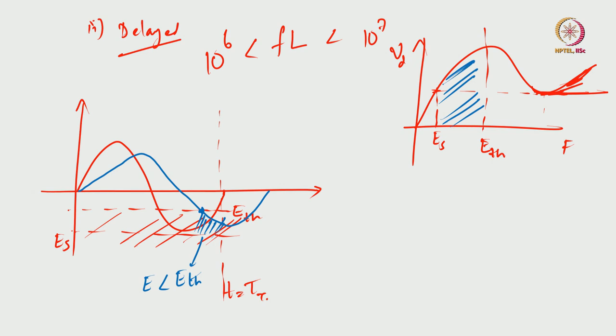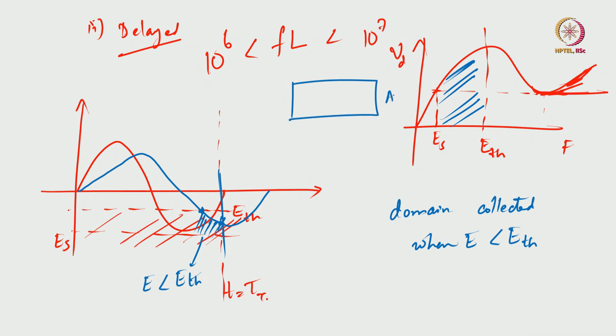So your domain, and this is your transit time, right? The domain is collected at the anode when your field is actually less than the critical field required for negative differential resistance. This is your anode, this is the cathode, and the domain is collected at the anode. At that time the field is low enough that the negative differential resistance is not activated in the next cycle.